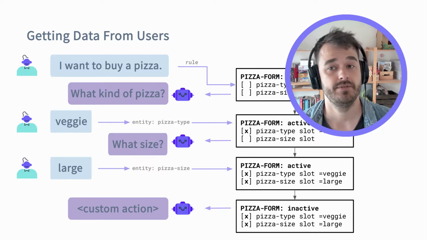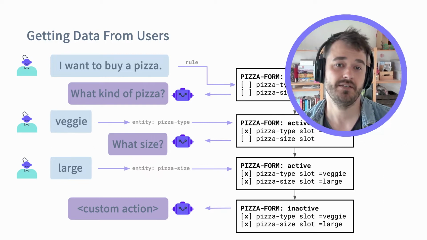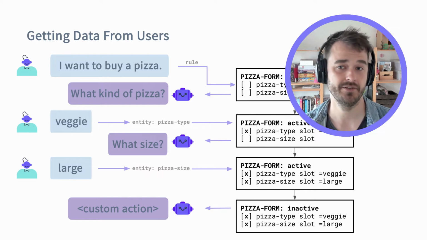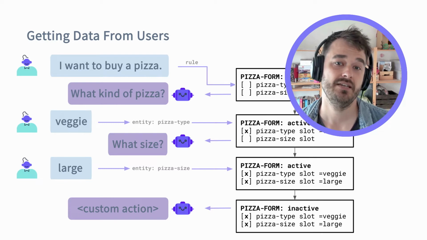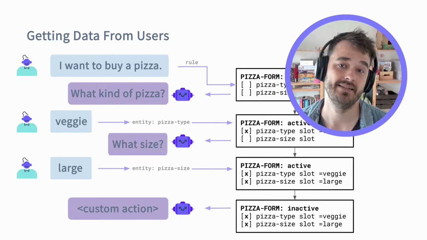Parts of the form can also be customized. This particular form is retrieving slot values from entities, but we can also retrieve them from the text directly. We can also customize how the assistant asks for this information from each slot. And we can even use custom actions to validate the data that we get in.